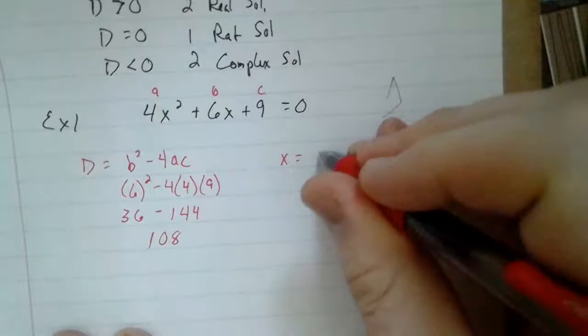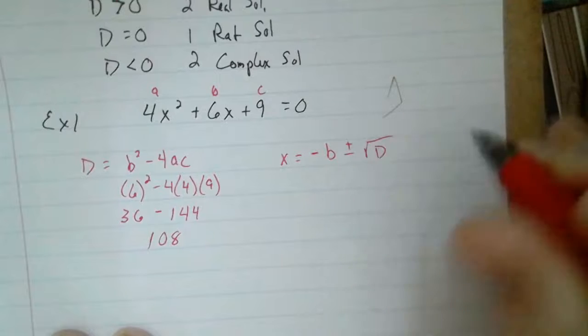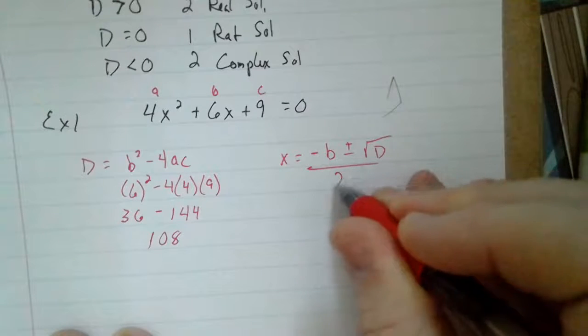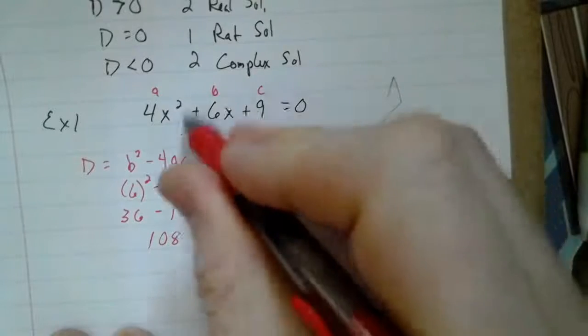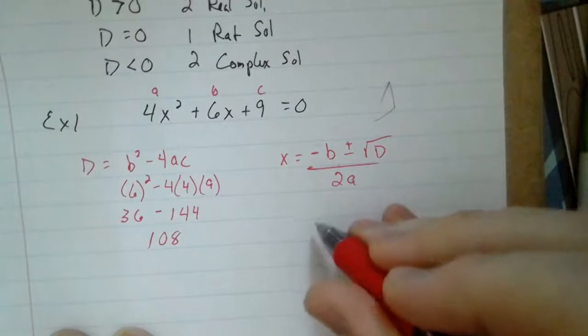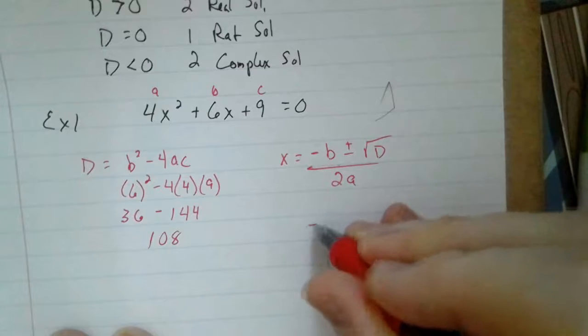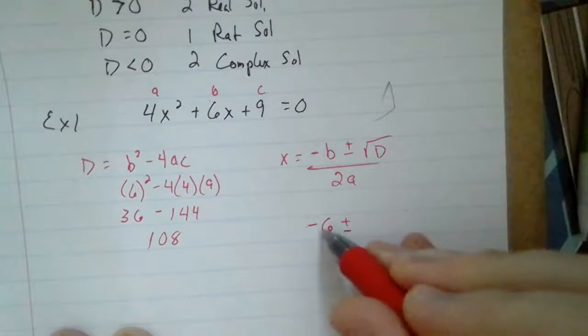X will equal negative b plus or minus the square root of d, the whole thing over 2a. Okay. So here, negative b, the opposite of whatever this number is here. Here it's a positive 6. The opposite of positive 6 is negative 6. Right? So we read that as the opposite of b. If it was a negative 6, this would become a positive 6.